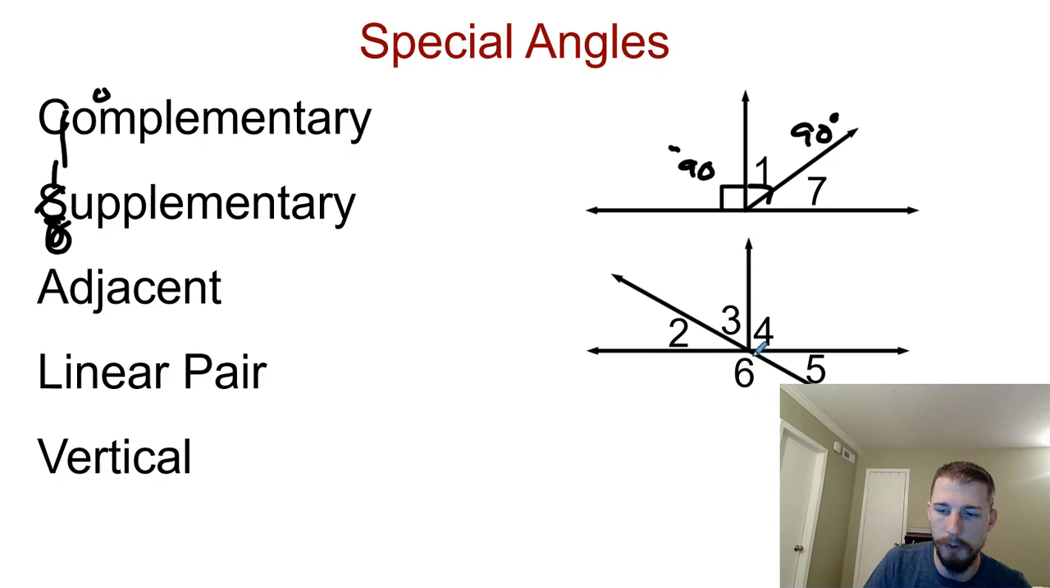6 is formed by this line and this line here. So if I added 3 and 4 together, that would be vertical with 6, okay? 2 is going to be vertical with 5, right? Because they're formed by those same two lines, and the opposites are going to be congruent. 7 is not vertical with this one, because the one that would actually be vertical with that would be if we extended this line here, and then 7 would be vertical with that line, of course, if it was straight.